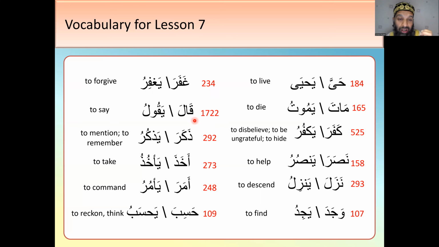Next one. Qala yaqulu, 1722 different permutations. He said, he says. To say is the verb. Dhakara yadhkuru. He remembered, he remembers. That's the verb for to remember, 292 times. That's where we get dhikr from, dhikr of Allah, from dhakara.